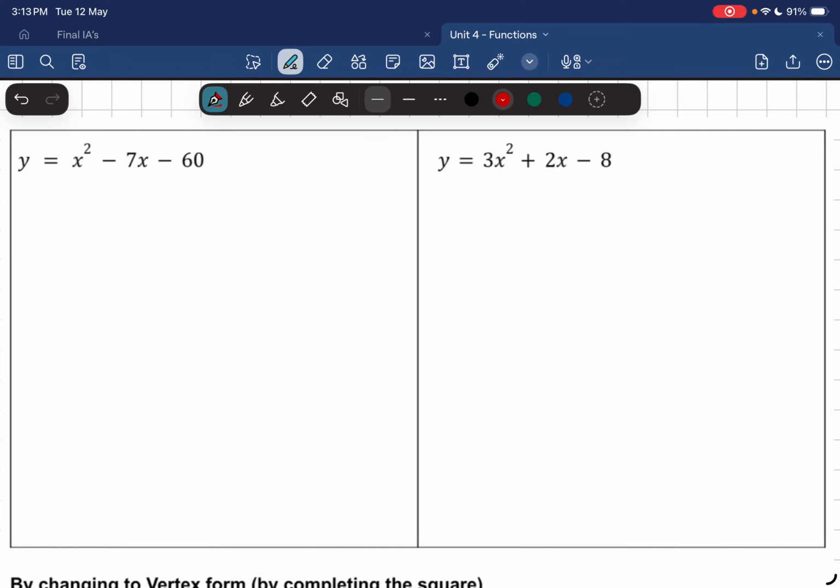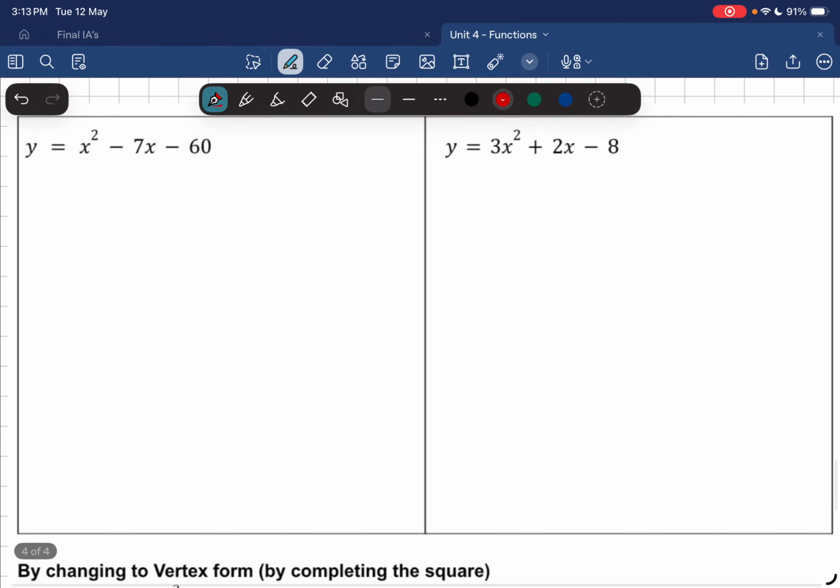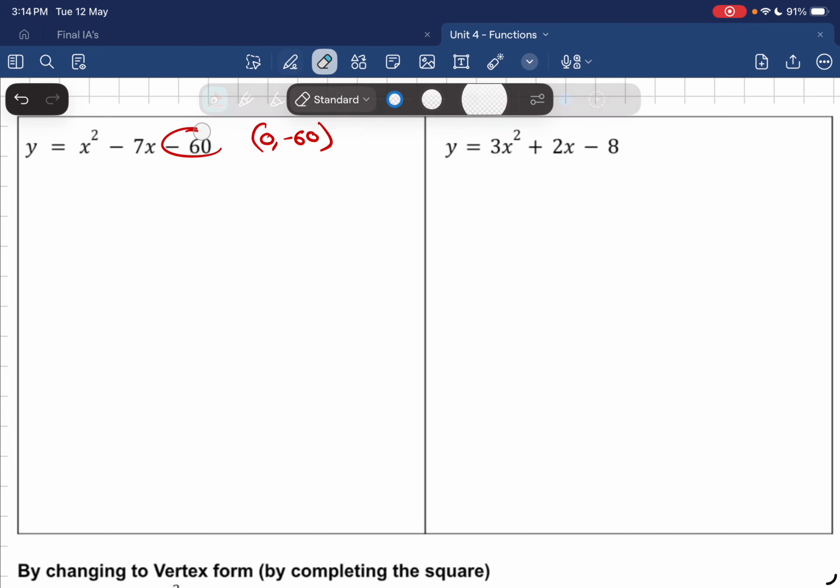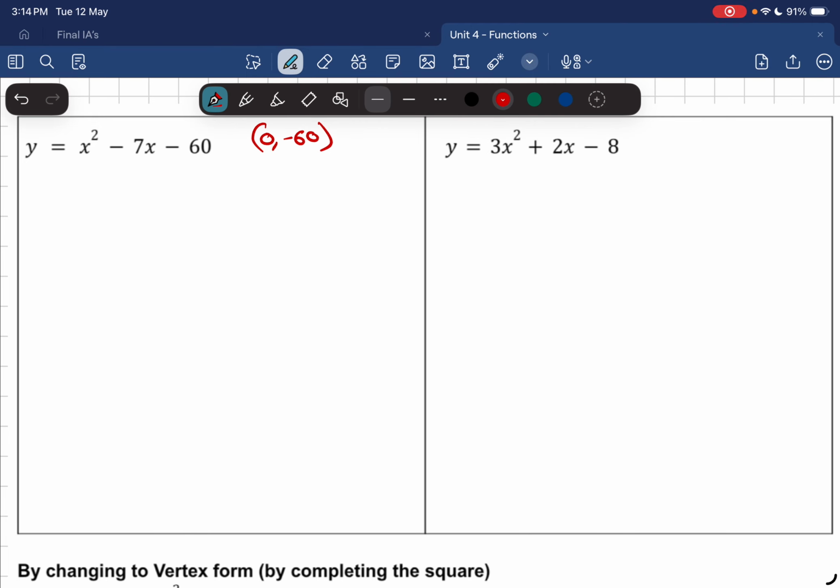Alrighty, so we have some parabolas here, or some quadratics in standard form, and we need to go ahead and sketch these. In order to do that, I'm going to need to put them into vertex form and factored form. In standard form, I can take a look at my C value, and that tells me what my y-axis intercept is. So I know I'll have the point (0, -60), because my C value is -60.